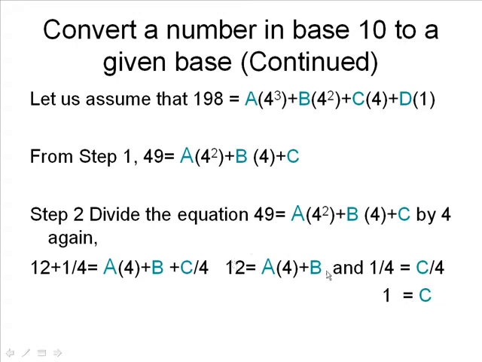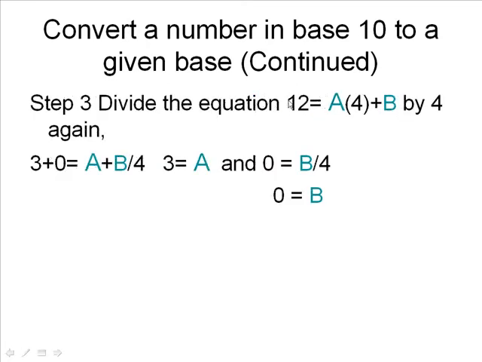And similarly, the integral equation will help us to find our B. So in the next step, step 3, divide by 4 both sides again. 12 divided by 4 is 3, and the quotient is 3 and remainder is 0. And 4 divided by 4 is 1, B divided by 4 is B over 4.